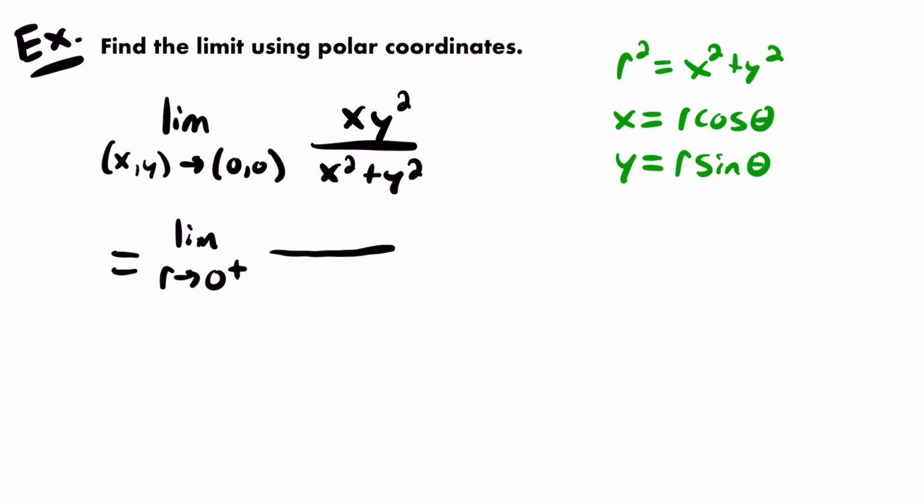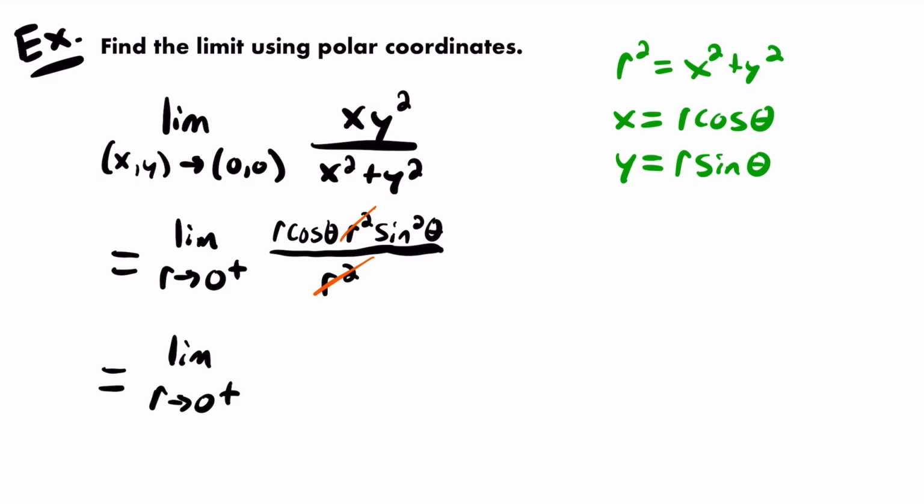x² plus y squared will become r squared. And then we need to replace x with r cosine theta and y with r sine theta. So we'll have r times cosine theta, but then y is being squared, so you'd get r squared times sine squared theta. All right, and now you can see that we have an r squared here and an r squared here that would cancel out. So cross those out, and you'll just have the limit as r approaches 0 from the right of r times cosine theta sine squared theta.